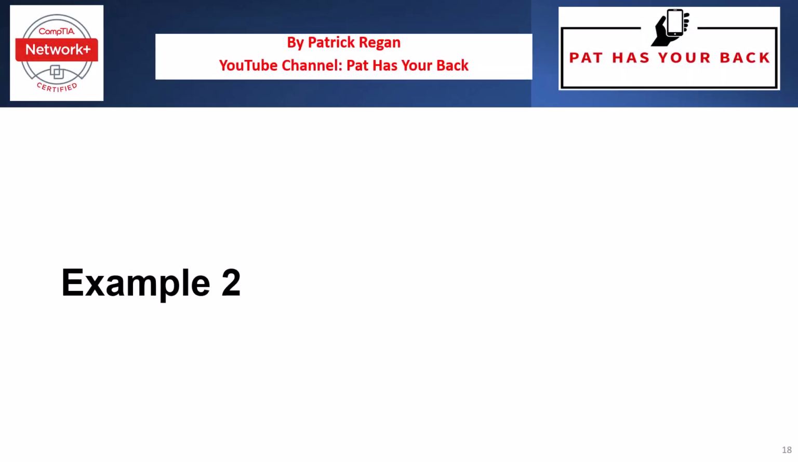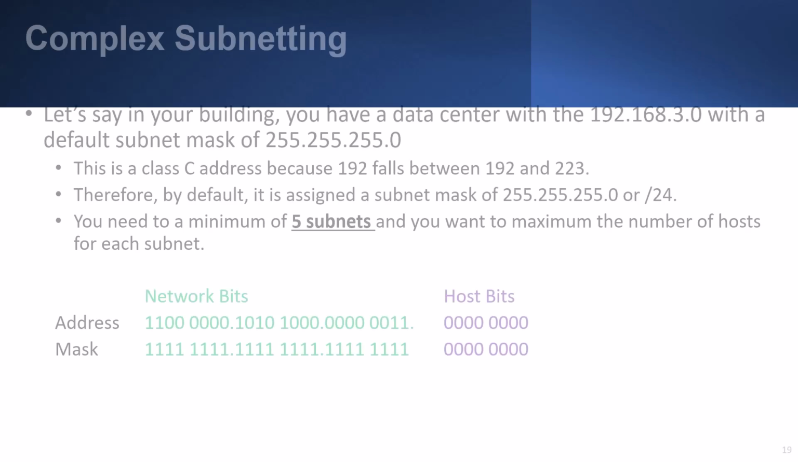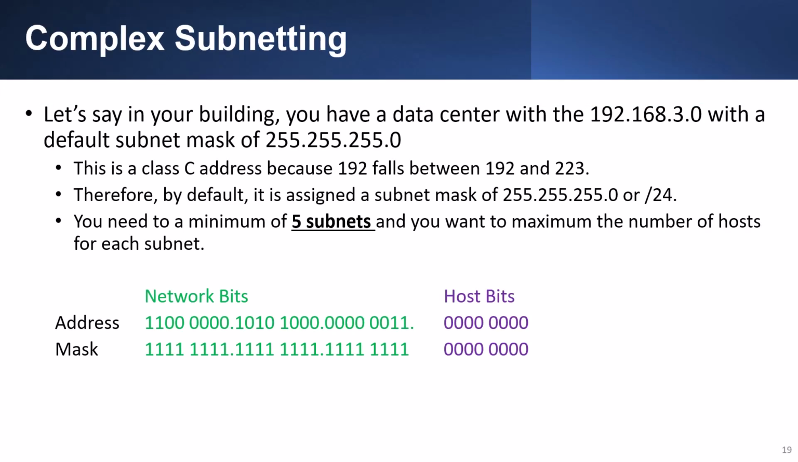Let's look at another example. Let's say in the building you have a data center with 192.168.3.0 with the default subnet mask of 255.255.255.0. This is a Class C address because 192 falls between 192 and 223. Therefore, by default, it's assigned a subnet mask of 255.255.255.0 or /24. You need a minimum of 5 subnets and you want to maximize the number of hosts for each subnet. The binary equivalents of the current network address and the subnet mask are shown on the screen.